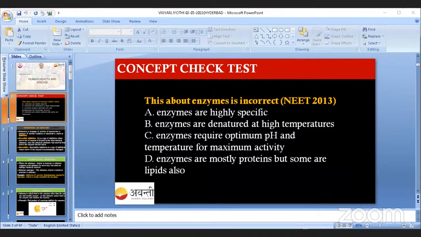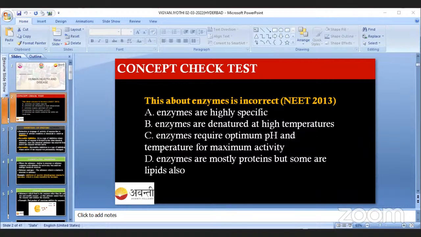Yeah. Before launching only, you are telling that yes. The correct answer is Option D, right? The enzymes are mostly protein, but some are lipids also. No, no enzyme is lipid, right? Some enzymes are RNA, right? They are made up of RNA, so that we can call it a ribozyme, right? Ribozyme. So that's why option D is the correct answer.